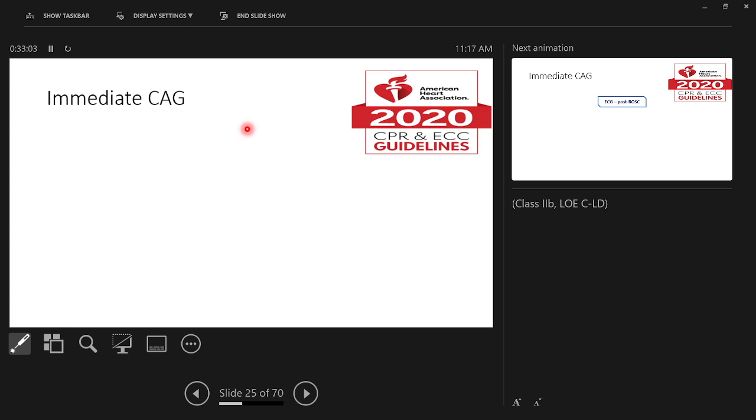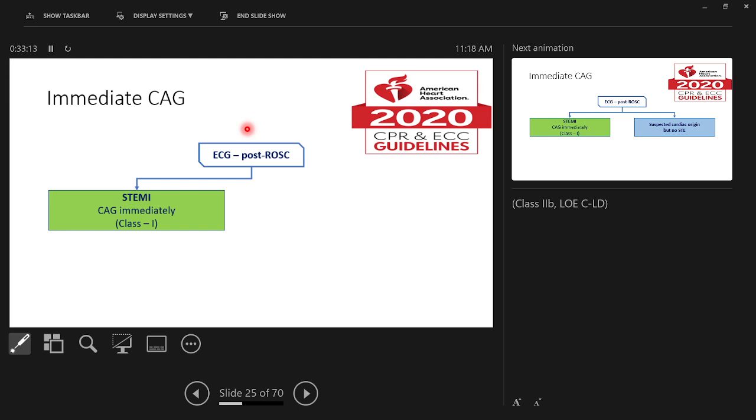Then, what are the indications of immediate coronary artery angiography? After ROSC, we should do an ECG. If the ECG shows ST elevation, then it is a class 1 recommendation of the 2020 AHA guidelines to shift the patient to the cath lab immediately.